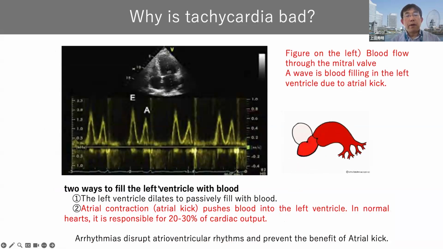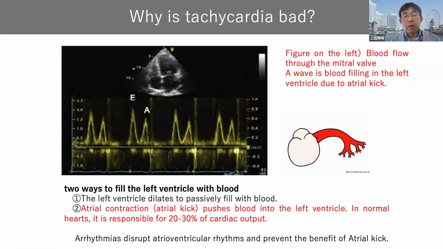There are two ways to fill the left ventricle with blood. The left ventricle dilates to passively fill with blood. But secondly, the atrial contraction, the atrial kick, pushes blood into the left ventricle. In normal hearts, it's responsible for 20 to 30% of cardiac output. But arrhythmia disrupts the atrioventricular rhythm and prevents the benefit of the atrial kick.